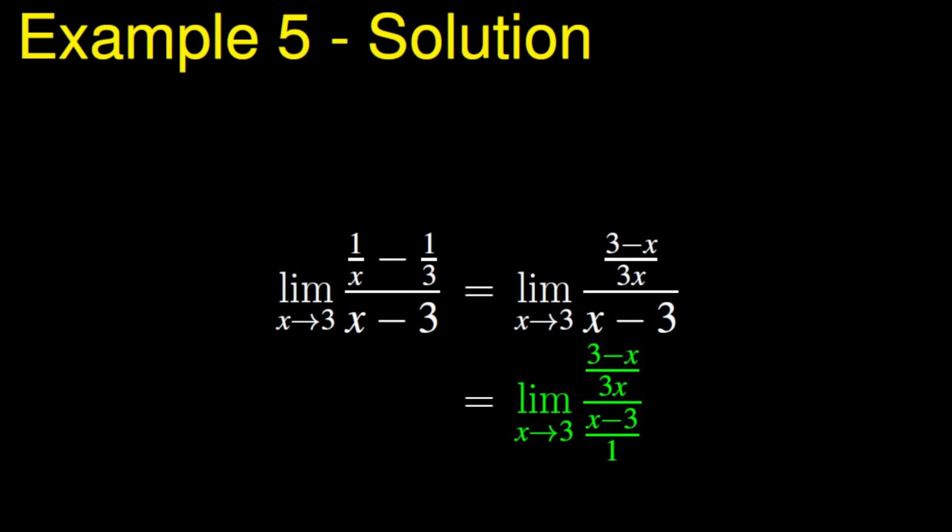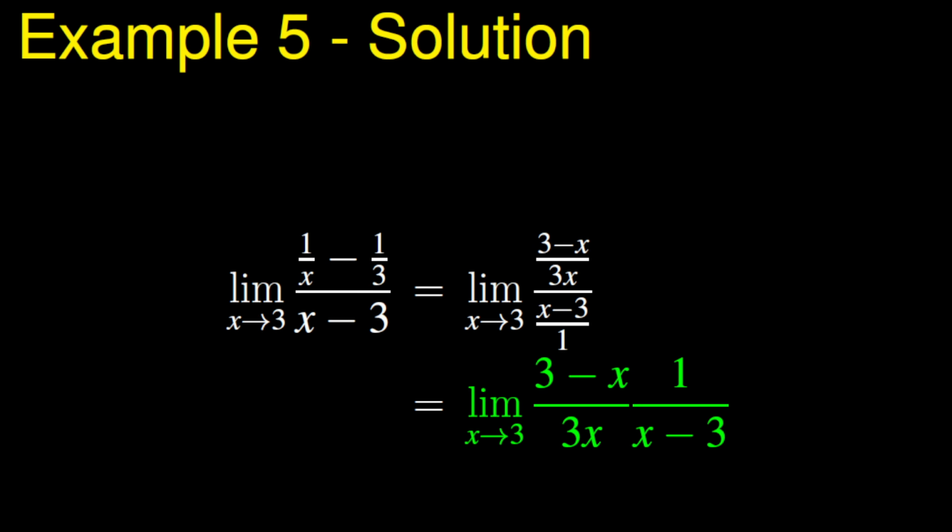Given that, on the numerator, we have a fraction and on the denominator, we have a polynomial, it is usually simpler to also write the denominator as a fraction. We do it by just dividing the polynomial x minus 3 by 1. Now, we have a fraction of fractions.